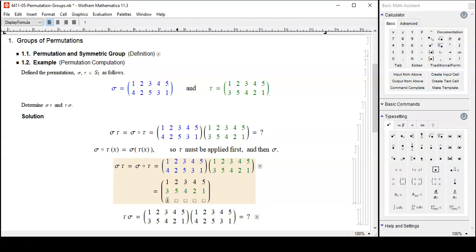Now, 3 goes to where? 3 goes to 5. So that's 5. Let's use color coding blue. And 4 goes where? Oh, whoa. 3 goes to 5. Next is 5. Sorry about that. 5 goes where? 5 goes to 1. And then 4 goes to 3. And then 2 stays at 2. And 1 goes to 4.